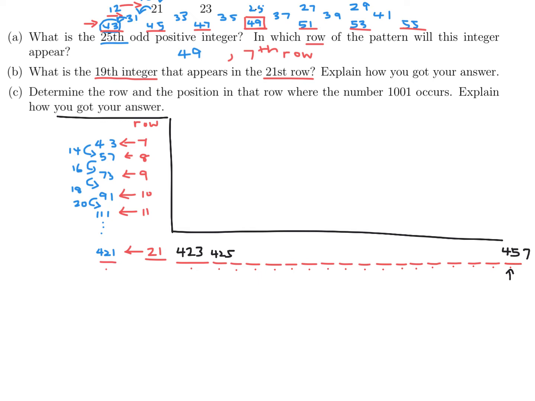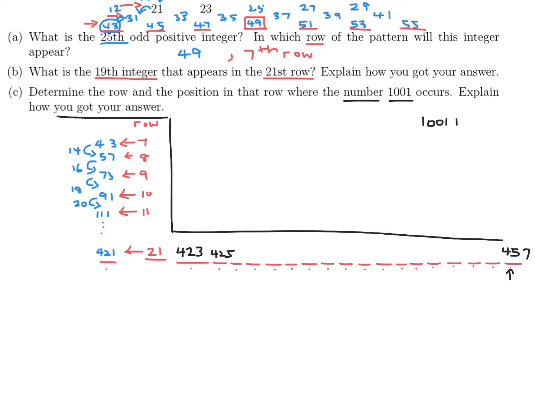1001. Okay, so 1001 is the number, but I want to know which odd number is that? Is it the 7th odd number? Is it the 200th odd number, right? So it's a very simple system to figure that out.